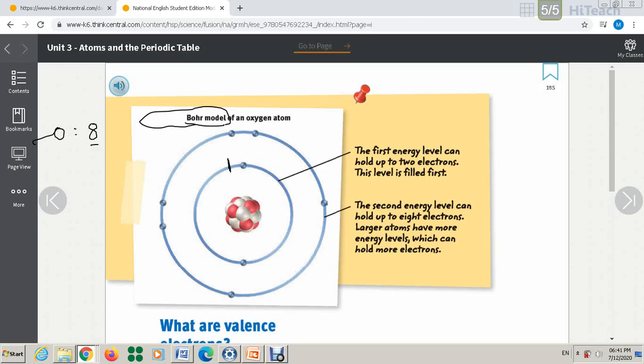Got it? Then let's look at the arrangement of these electrons. If I want to talk about oxygen, look here. Oxygen's atomic number is 8. I want to arrange these electrons depending on the Bohr model, but I want to write this arrangement as written, rather than draw it. I know it's oxygen, which has 8 electrons.